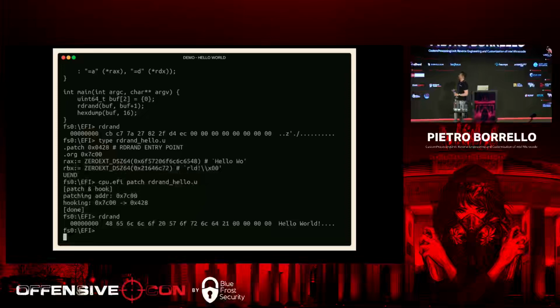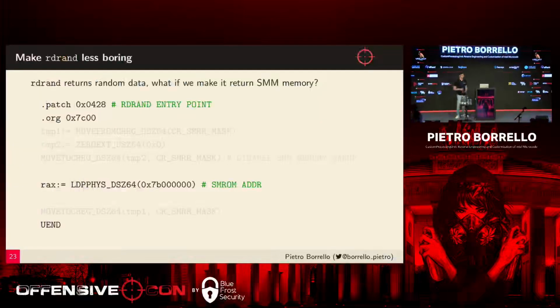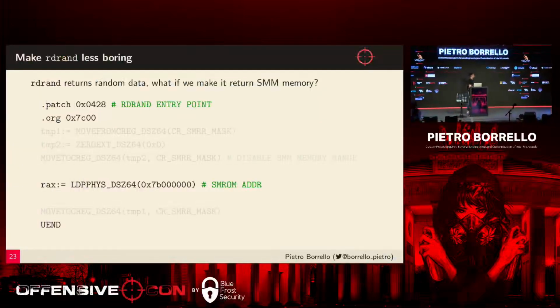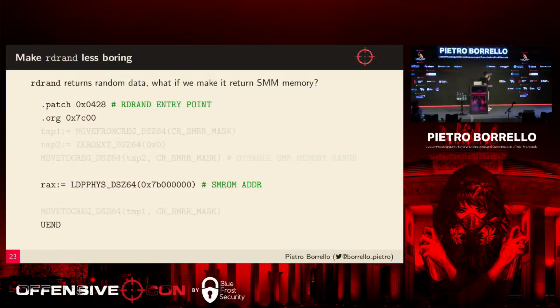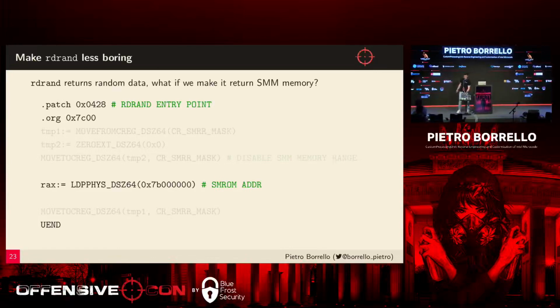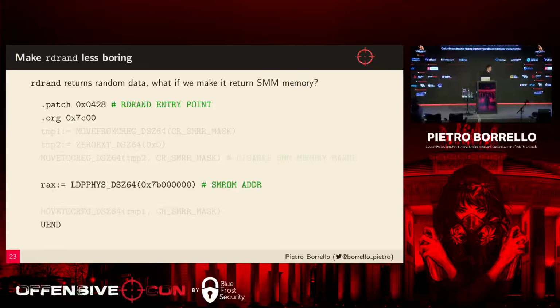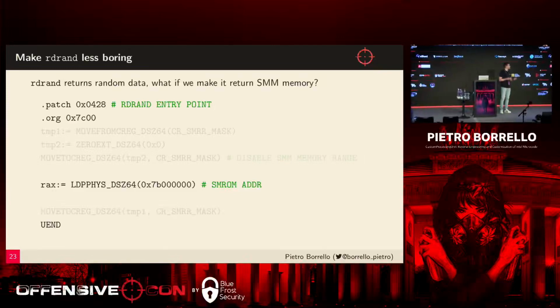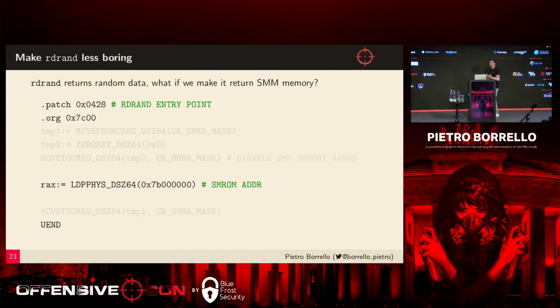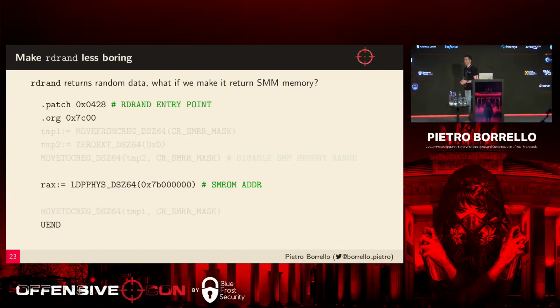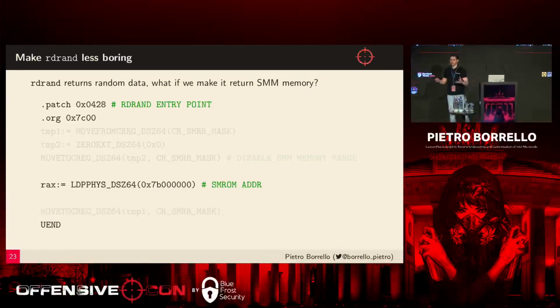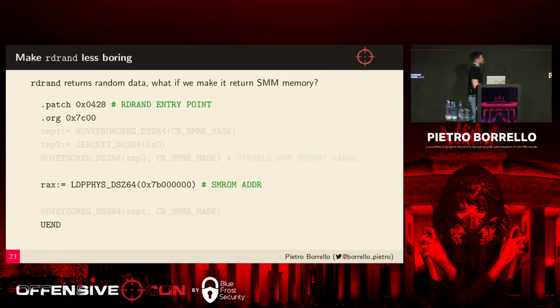But now we can be a little bit smarter and do something cooler. So what if we make rdrand a little less boring? Okay, hello world was cool, but let's do something cooler. We can use rdrand and change its microcode instructions to execute and then dump system management mode memory. System management mode is the deepest state of the CPU that no one is supposed to access. So what if we just return that data from the CPU level?